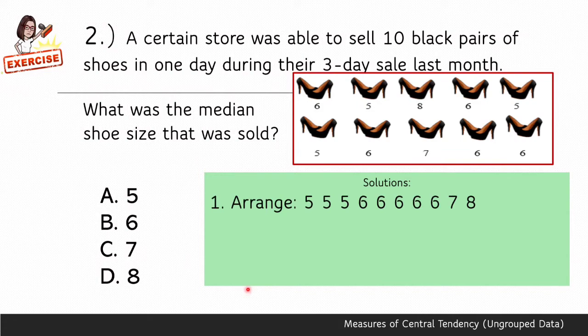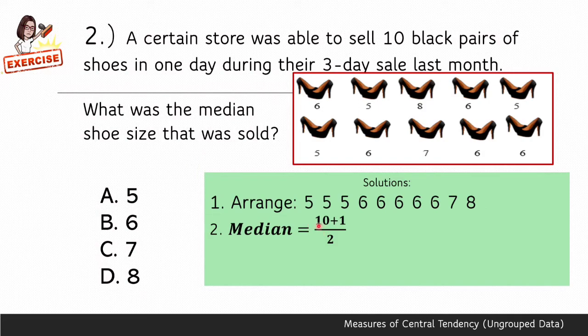Our first step is to arrange the numbers in increasing order. That's 5, 5, 5, 6, 6, 6, 6, 6, then 7, 8. We have 2, 4, 6, 8, 10. Just checking, okay? There are 10 numbers here. So this time again, we have an even number of scores. So we will get 2 numbers in the center. Anyways, continuing the solution. That would be n plus 1 divided by 2.